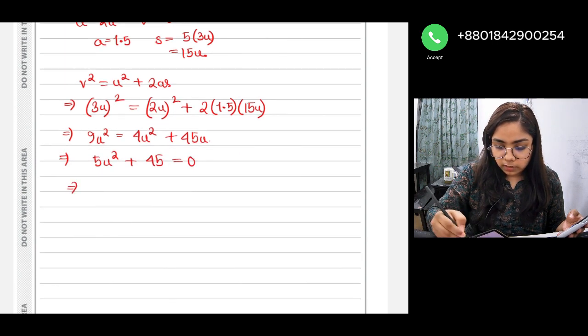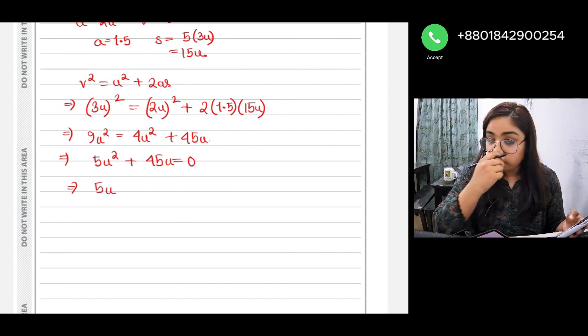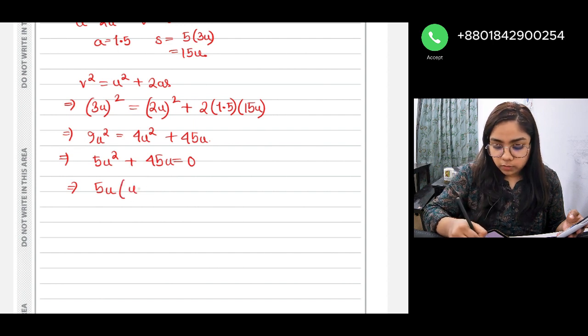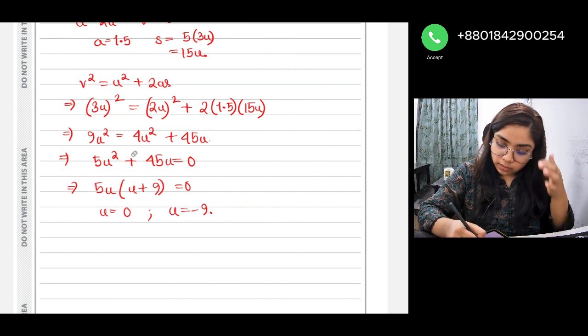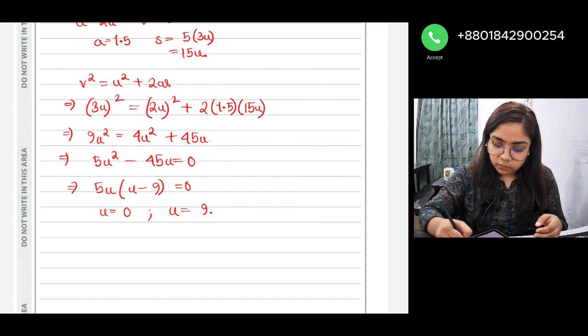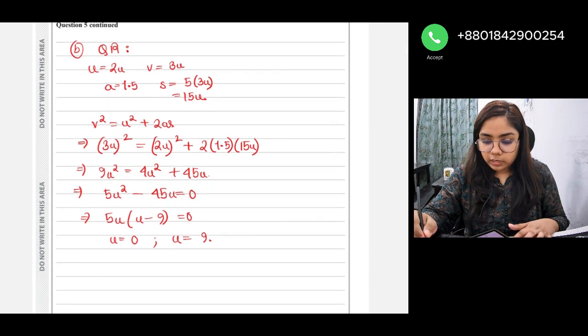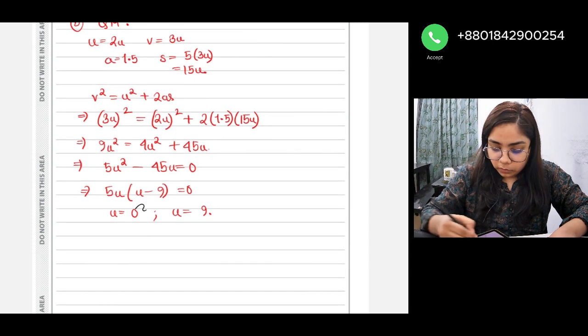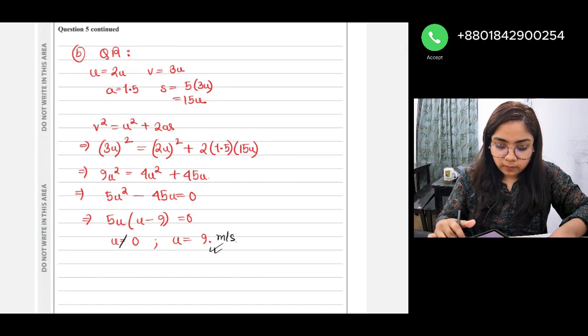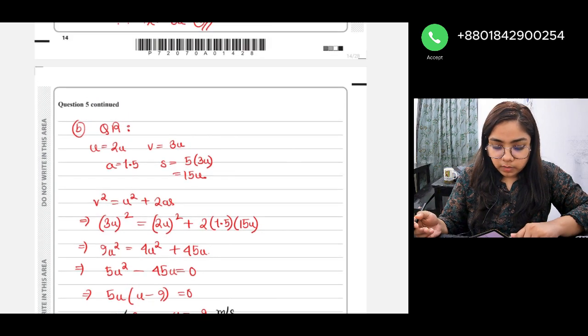So I'm just going to take u common. Sorry, I can also take 5 as a common factor, 5u as a common factor over here, which is going to be u plus 9. So one root would be 0 and the other would be minus 9, right? Wait, one minute. Oh, sorry. When you're taking that 45 to the right hand side, it will be negative, so you get positive 9. Now, obviously, u cannot be 0 over here. In that case, all the velocities would have been 0. So 9 over here is the possible correct answer, right? u is 9 meters per second in that case. That is it for part B.